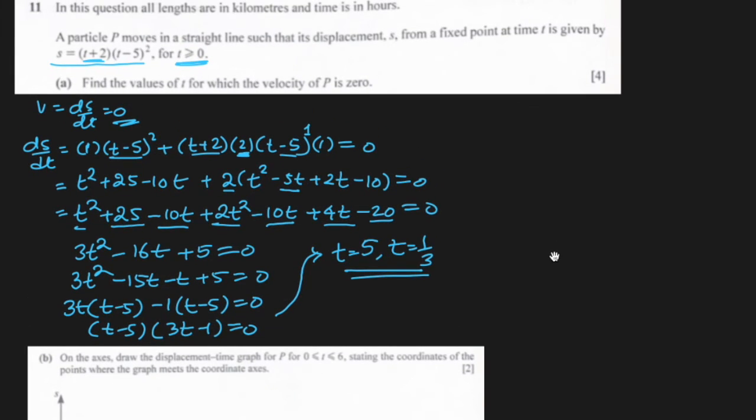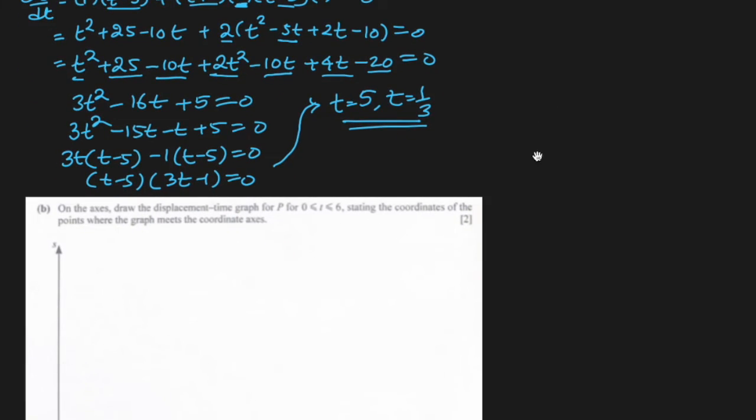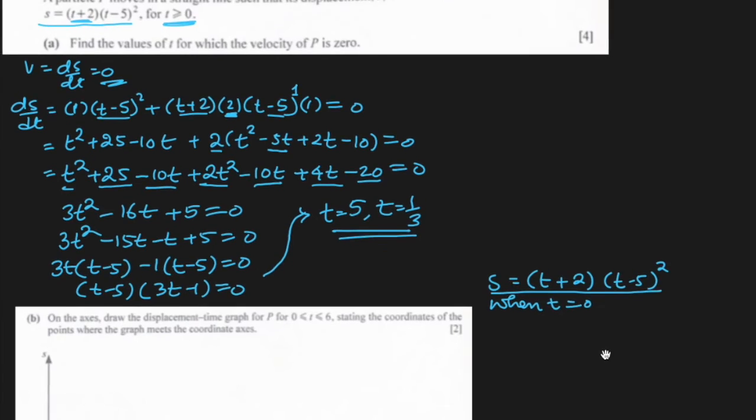All right, so let's start. Let me write it. This is s(t), right? So s was (t plus 2)(t minus 5) square. This was the equation. So let's start when t was 0. They have not given anything.